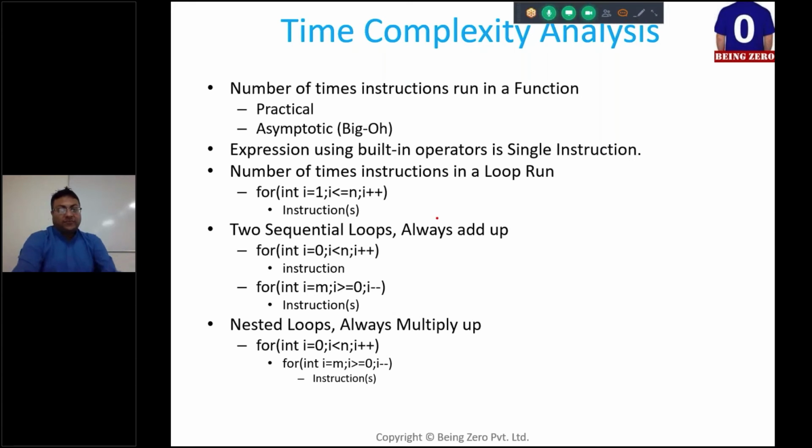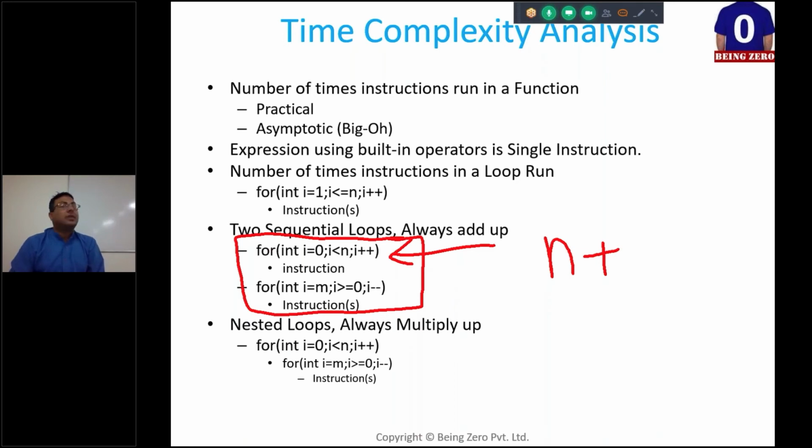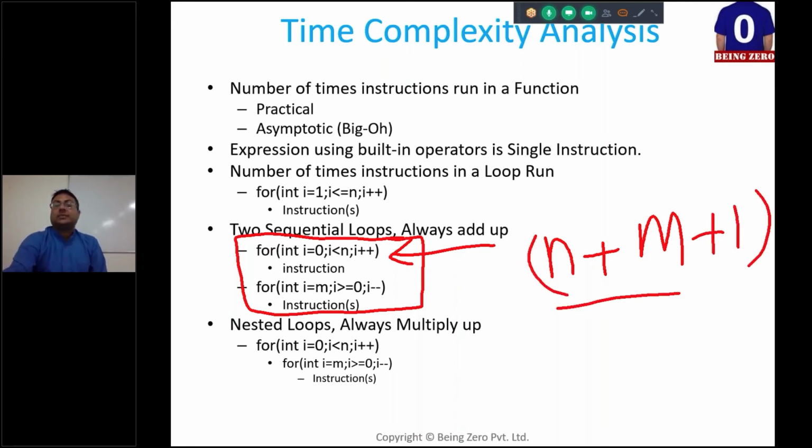For the second one, tell me what the practical time complexity is if these two loops were sequential inside a function. The first loop is running n times, the second one m times or m + 1 times. It is m + 1 because 0 is also there. If m was 4, it runs for 4, 3, 2, 1, 0. So it is n + m + 1. This is the practical time complexity. Asymptotically, it is O(n + m). We are leaving that one aside.